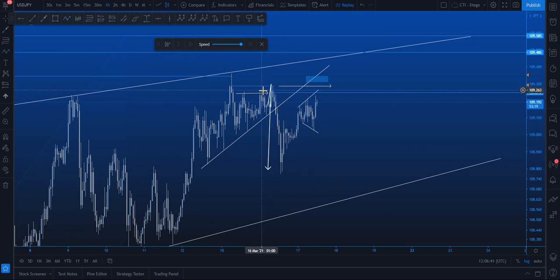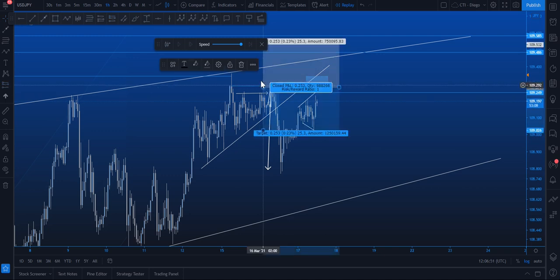I didn't take it since I was in Euro USD. I don't want to be over correlated, but this was actually a trade that maybe some of you could have taken. Could have been a pretty decent trade if you just entered it here.